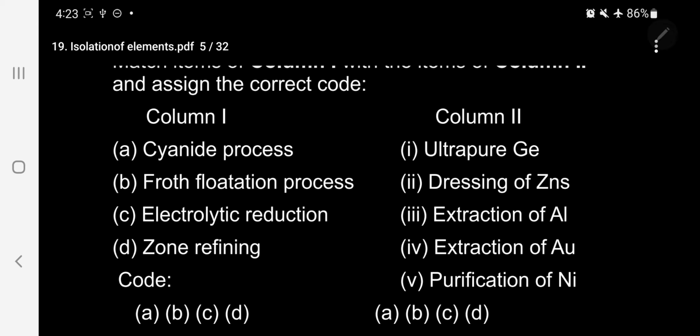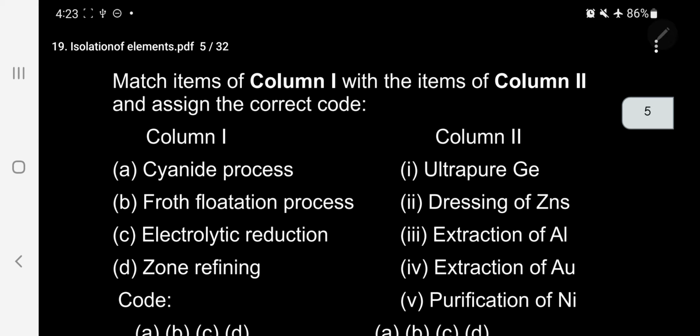We have to see. In the same way, each process we have to match. So A is froth flotation, B is cross-pollination, C is electrolytic, D is zone refining. These are different processes. We have to assign which is suitable for which.